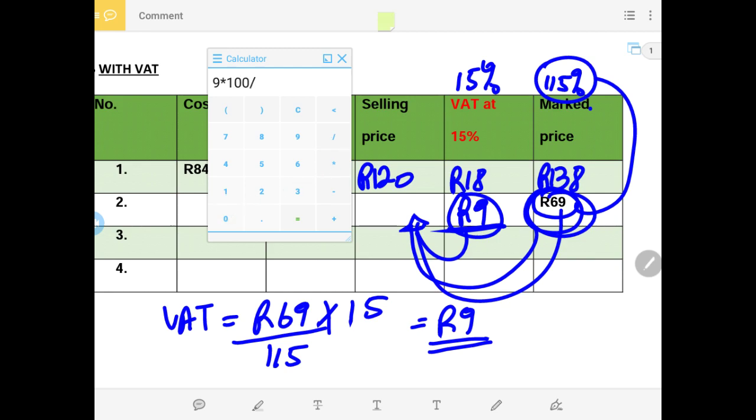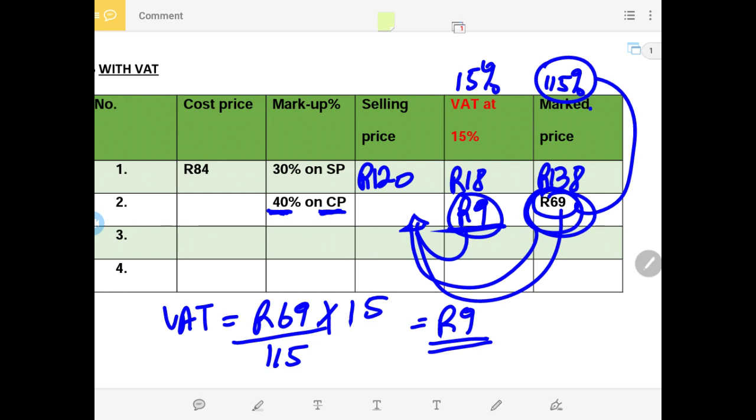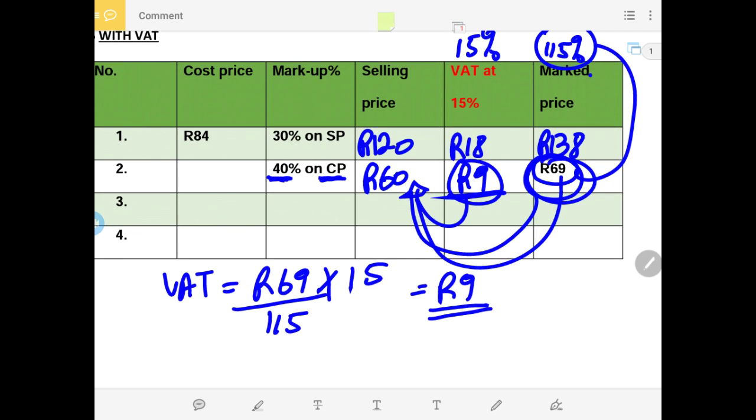divide by 15. This gave me 60 Rand. This gives me 60 Rand to say my selling price is 60 Rand. No, I think the 69 Rand was correct. I just thought of it. It was just too small. I normally use big numbers. So now we have 60 Rand. Remember, we are calculating selling price.